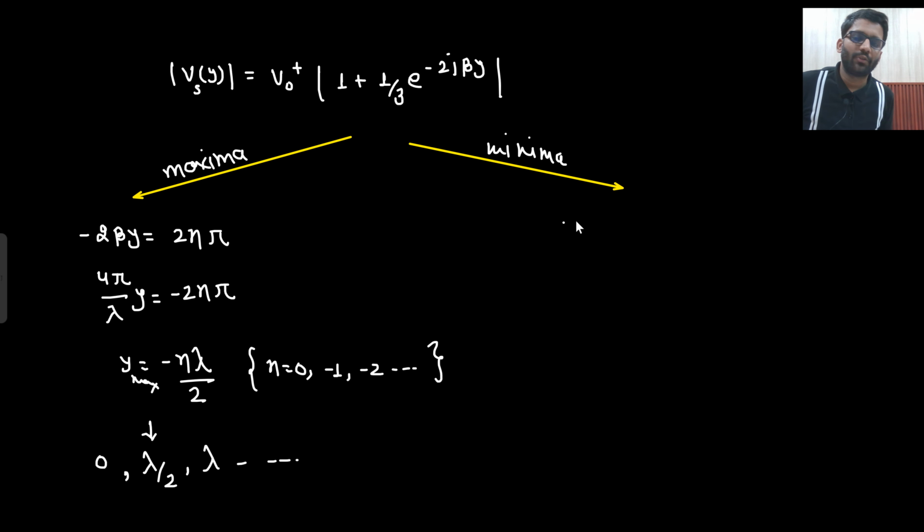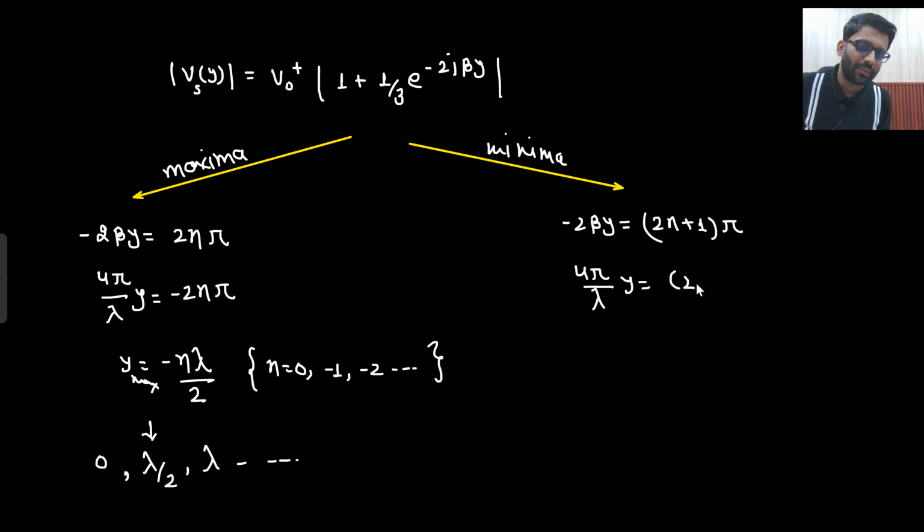And for minima, minus 2 beta y should be equal to what? The first location would be pi, because cos pi is minus 1. So first location would be pi, and then a 2n pi difference. So what will I write? 2n plus 1 into pi. Pi, 3 pi, 5 pi, 7 pi, there you will get minima. So till now you must have got good enough practice of this particular concept, right? Minus sign is also there.